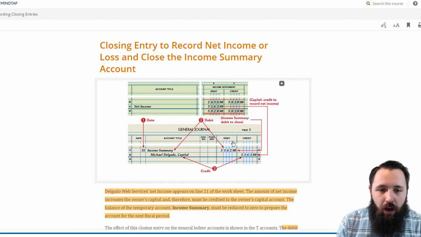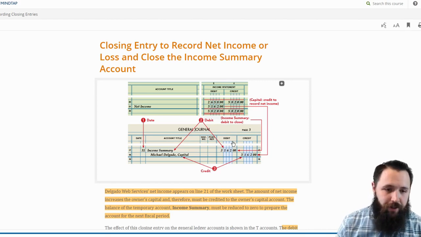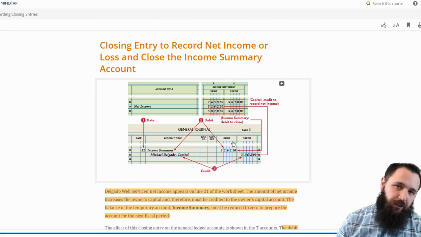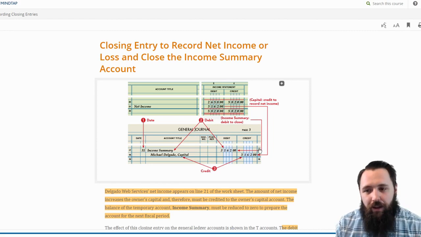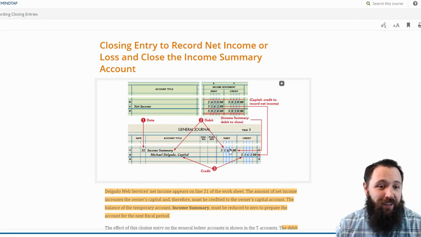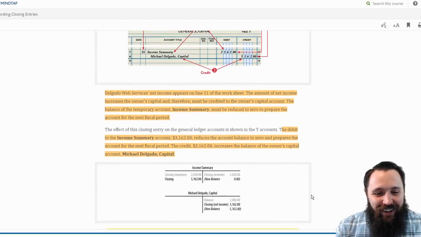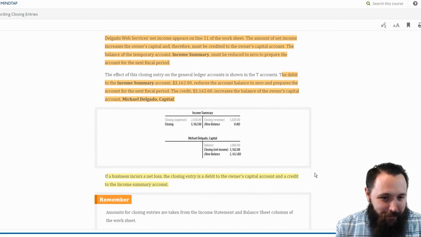If we had a net loss, these would be flipped around, okay? Income summary would have a debit balance and it needs to be credited, and then Michael Delgado's capital would actually go down. So that might have been a bunch of mumbo jumbo when you're hearing it. Just remember income summary needs to be brought down to zero and Delgado's capital is going to do the opposite. If that's the case, that's fine, as long as we get through it.